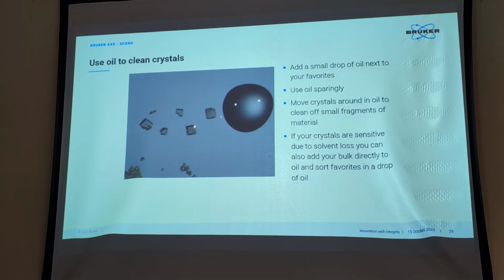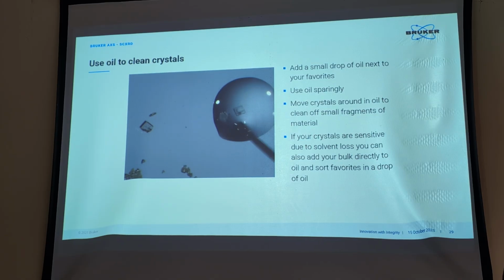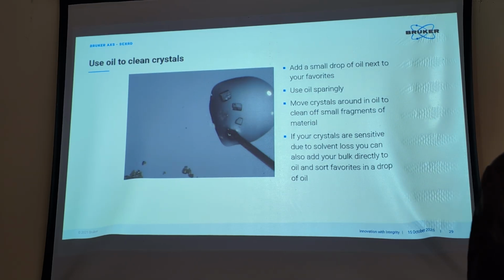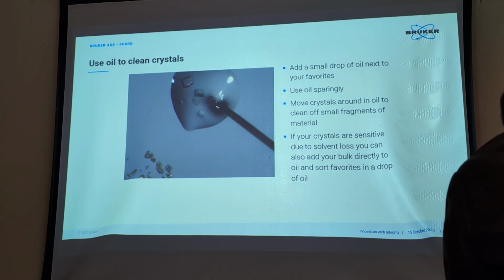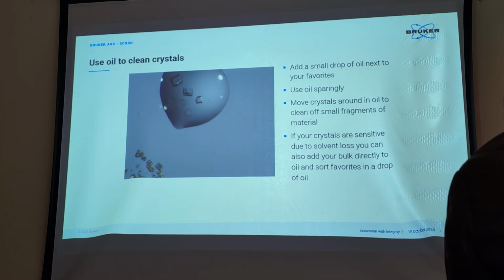Why is this oil used? You see, he put the drop of oil. This oil will not dissolve your crystals. Second, it is viscous, so it will stick your crystal to the loop. Third, it will allow you to clean your crystal, like it can remove any precipitate sitting or any secondary crystal. You can wash your crystal with this oil, and it will also stop your crystal from reacting with the atmosphere. So all these advantages are gained by this oil, which is an NVH oil or a paratone oil.